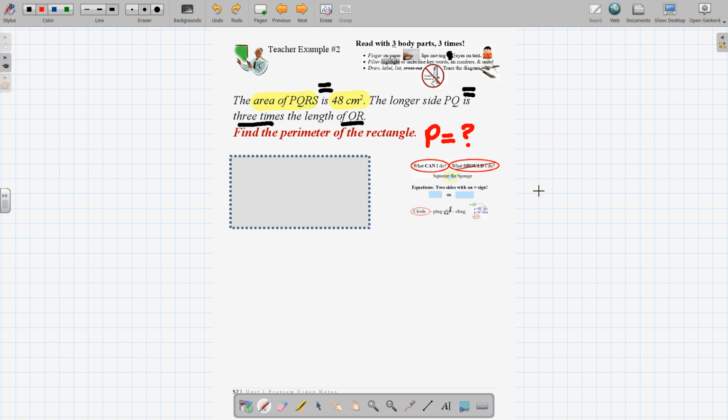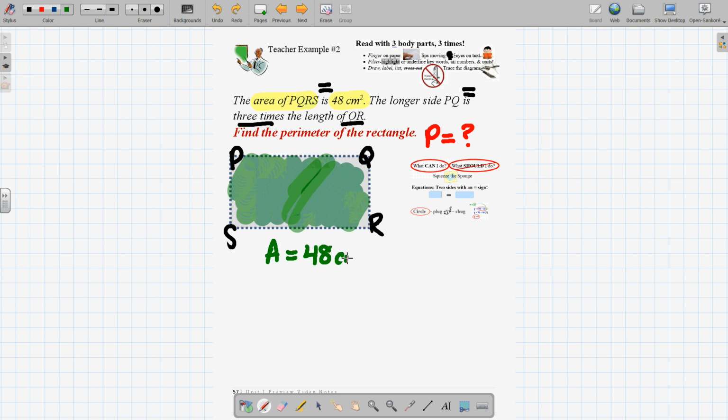So let's write down what we know. Longer side is PQ. That means R and S goes this way. Whenever you're dealing with area, I always want you to shade the area. So just shade this, physically shade it. Underneath, we're going to write area is 48 centimeters squared.